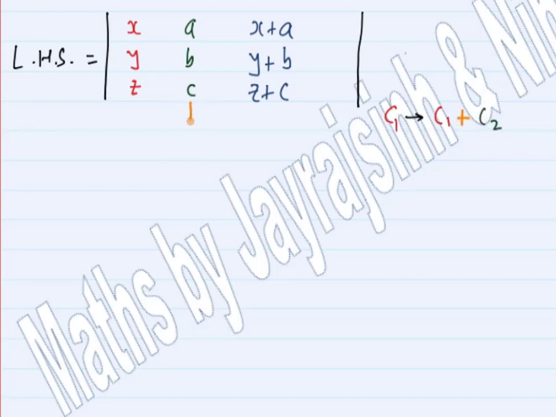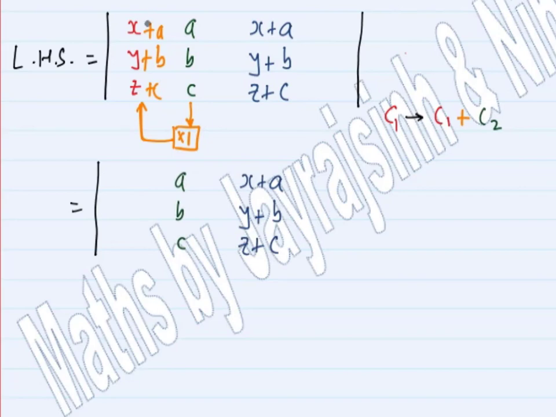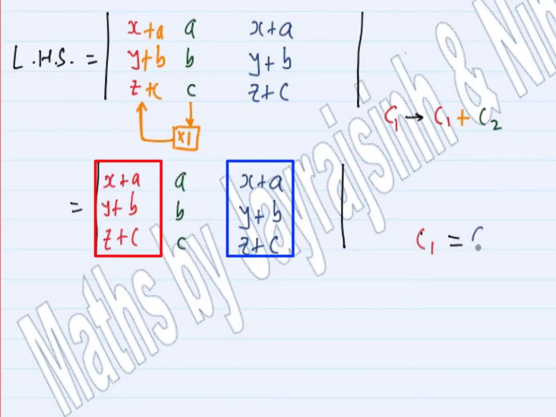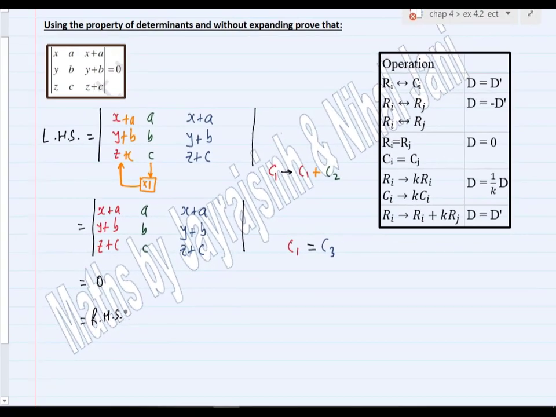That means we have to multiply plus 1 with the second column and add it into the first column. So A1s are A, B1s are B and C1s are C. In this operation, our second and third column will be as it is, and our first column will be x plus a, y plus b and z plus c. So as you can see, first column and third column are same, so the value of determinant will be 0. This is your required right hand side. Ta-da!